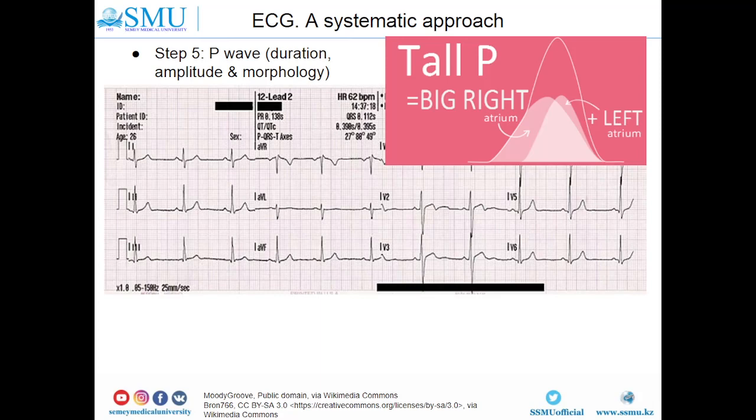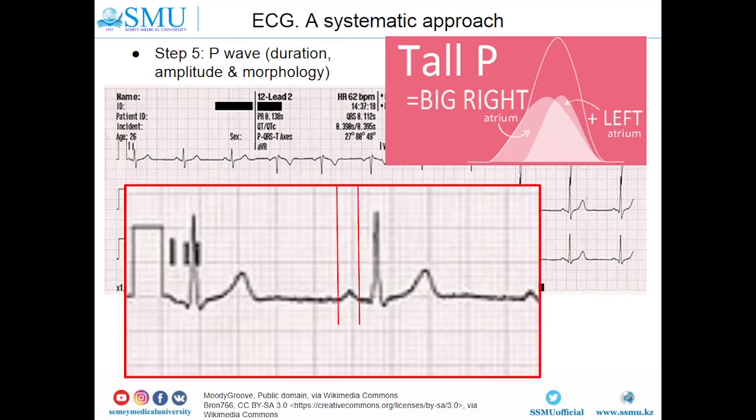Let's analyze the P wave in our case. Okay, this is a P wave, and we are calculating the duration of the P wave, and we are estimating the amplitude of the P wave. In our case, the interval includes three small boxes, and the duration is 0.12 seconds, which is a normal value. Normally, it should be less than 0.12 seconds. And the amplitude is 2 millimeters. Yes, normally it should be less than 2.5 millimeters. And also, you should pay attention to the morphology.